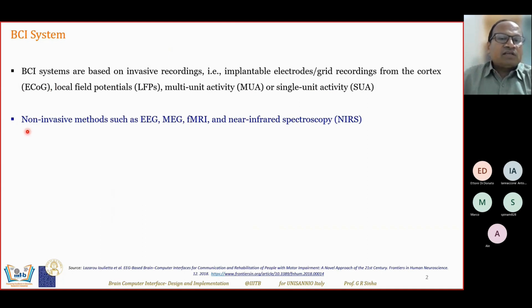In non-invasive, this was about invasive. I just want to correct: invasive is not popular, non-invasive is more popular. Most of the BCI systems are based on non-invasive modalities such as EEG, MEG, functional MRI. EEG is the most popular among all these modalities. And there is one more called near infrared spectroscopy.